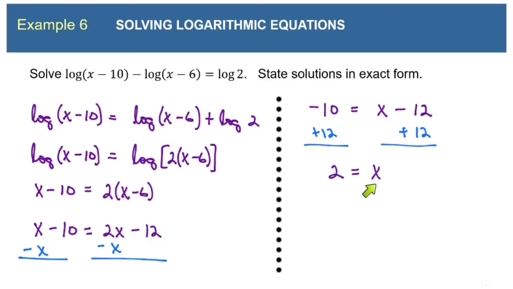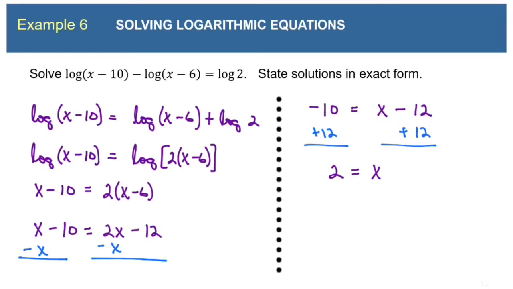So that is our potential solution, but we need to check it. We need to make sure that it doesn't cause any negative arguments over here. So let's pretend that we put a 2 in this place. So 2 minus 10, that's negative 8. We can't do the log of negative 8.